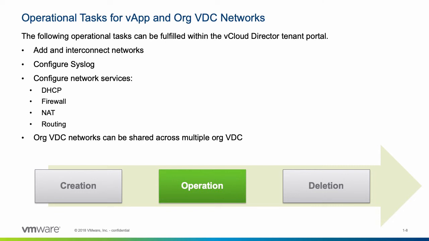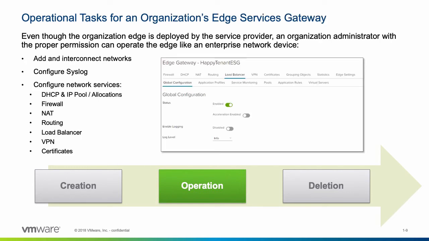The user can configure network services like DHCP for automatic IP assignment, firewalling for securing vApps and Org VDC networks, or NATing for translating public routable IP addresses to private IP addresses. Org VDC networks can be shared across multiple Org VDCs if required. As mentioned earlier, the organization edge is created by the service provider, but it can be operated by the organization user like an enterprise network device.